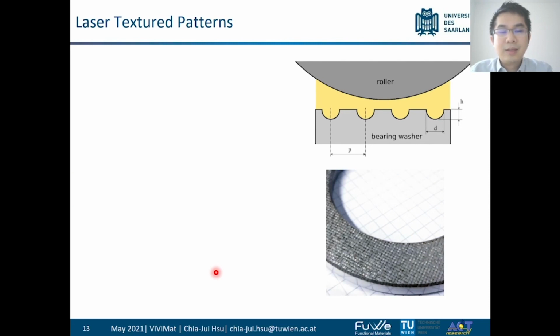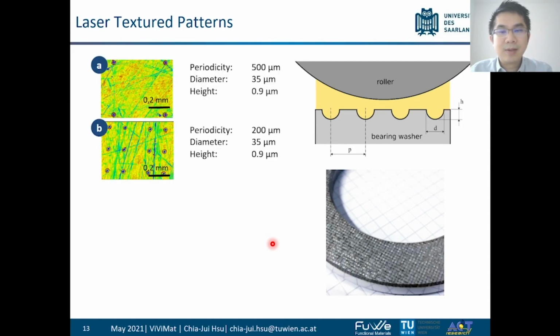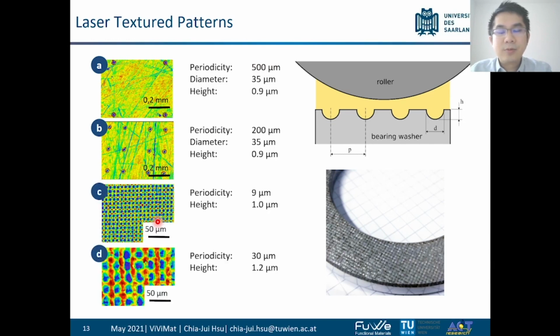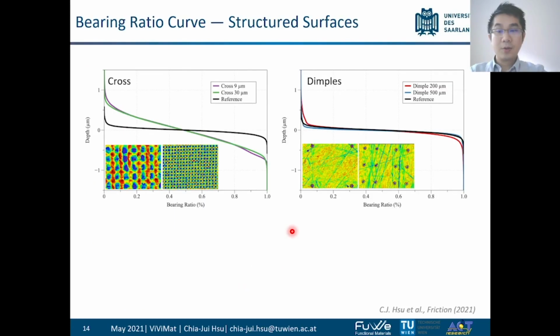Here are more details of the patterns that we created on the surface. First are the dimple-like structures with a periodicity of 500 micron and also 200 micron. Then we created some cross-like patterns with a periodicity of 9 micron and 30 micron. Okay, here are the results that we can see.